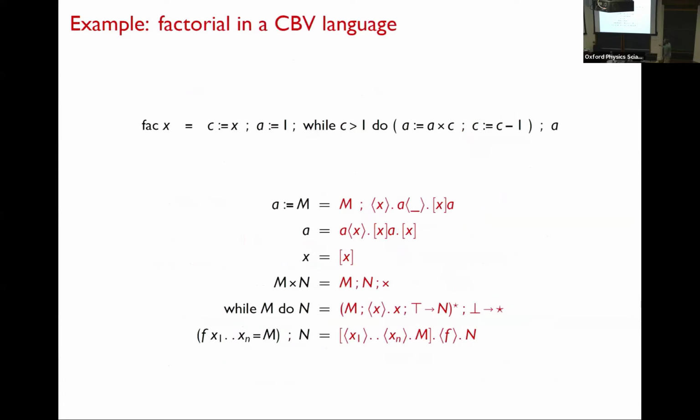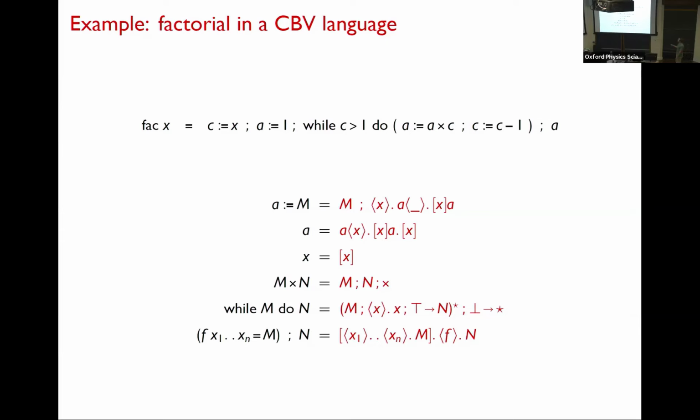So here is a rendering of factorial in a call by value language. Well, in an imperative language. This is how you would write a factorial in, well, maybe not Python, but something like Python.